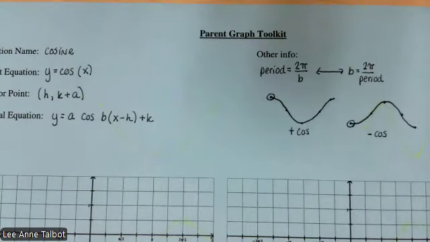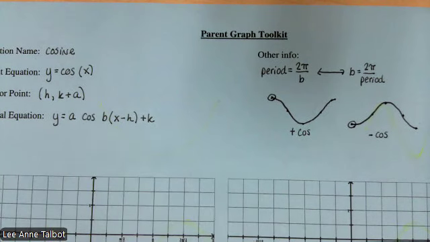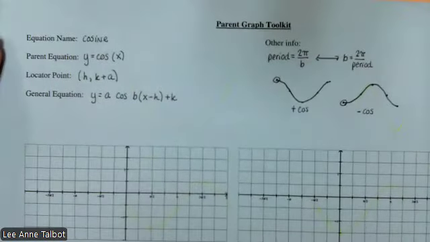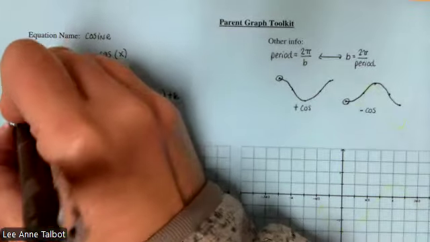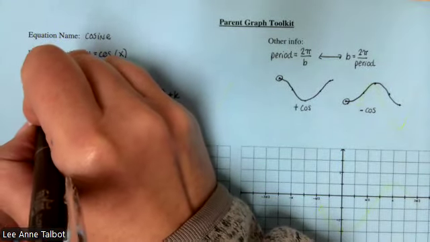Negative cosine starts at the bottom and ends at the bottom. And your A would be negative, so it would get you down to the bottom of your wave. So that's why the locator point is different. Okay, the first one we're going to graph is the parent graph, of course.